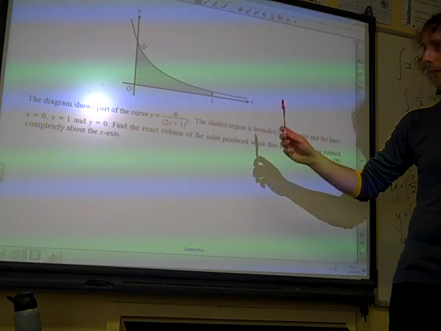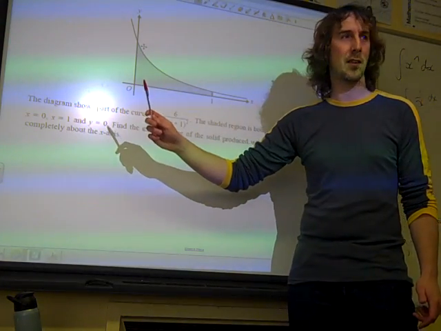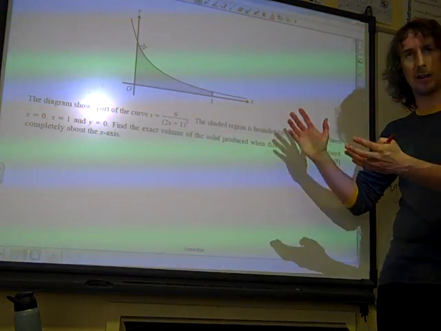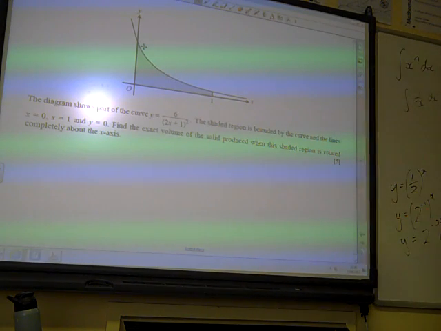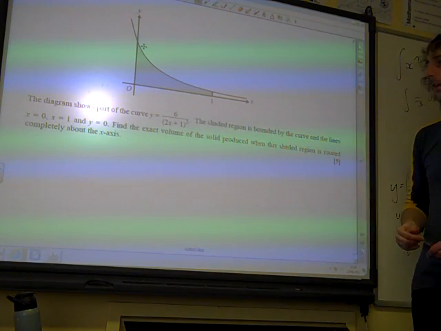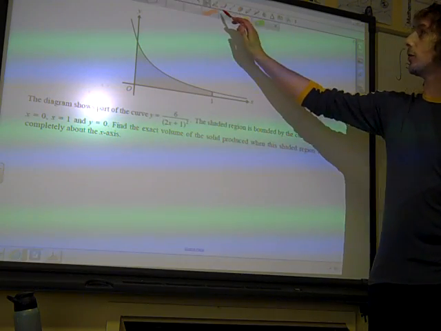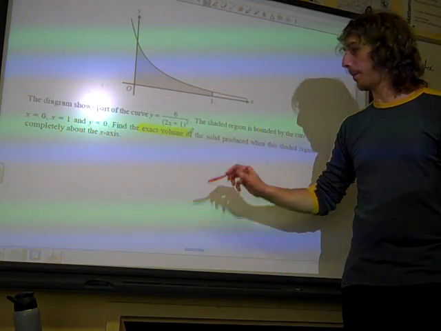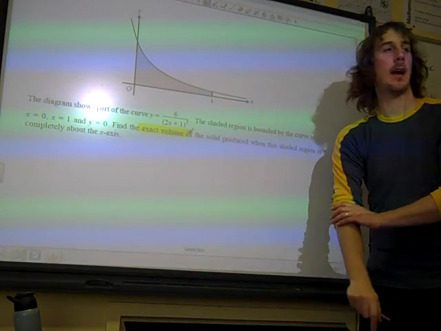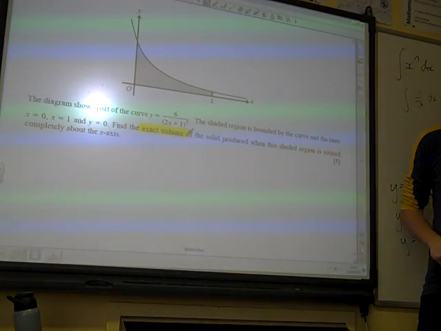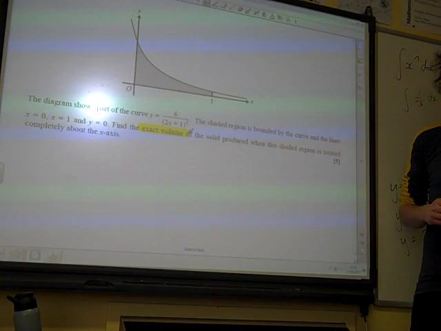There's none of that twist of doing it around the y-axis or of doing a bit separated by another bit. It's all quite nice and straightforward. Find the exact volume of the solid produced. We maybe should remember that the word exact is in there. So again, you've got to be careful about how far you go with the calculator.